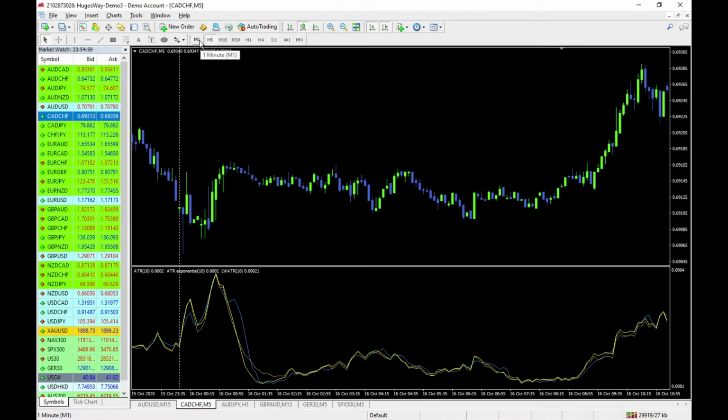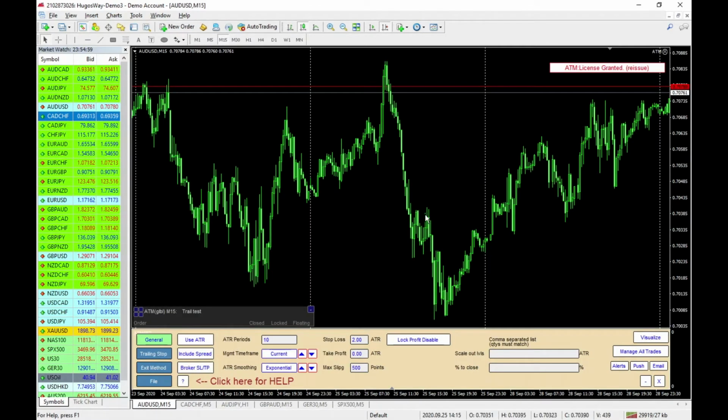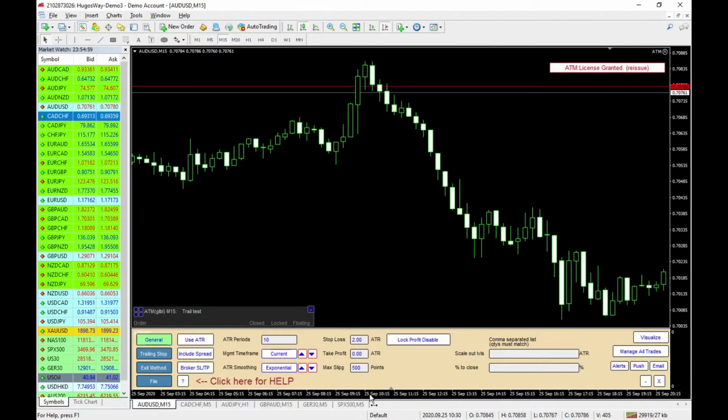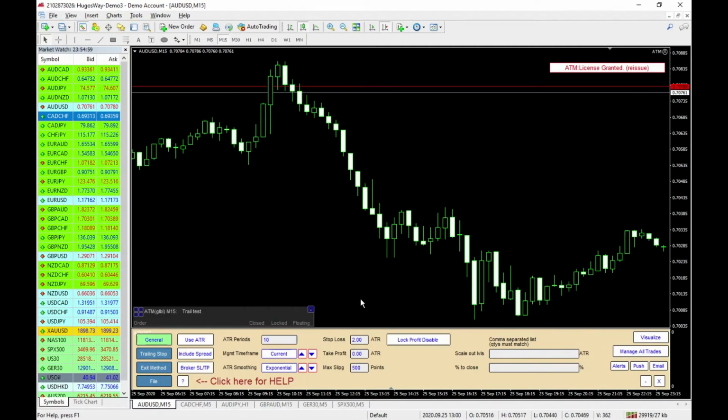So if we look over here at our ATM screen, our ATR is being calculated as we move across here. Right now we're doing an ATR of 10, and our smoothing currently is exponential. We can choose linear weighted and we can choose simple. They're all available. And if we are choosing to use ATR, our stop loss and take profit are set in terms of ATR. So let's double our stop loss to 4 ATR, and let's put on a visualize.